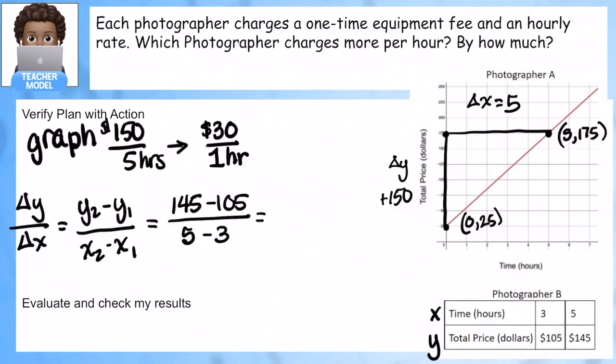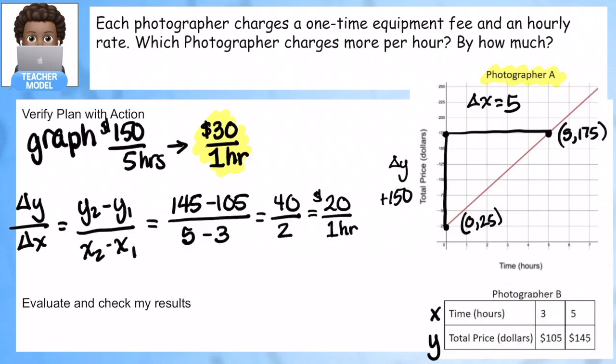145 minus 105 is 40. So 40 over 2. So $40 for every 2 hours, which we could simplify to $20 for every 1 hour. All right, so looking at those 2 rates, which one is charging more and by how much? We can see it here. Photographer A charges more. He's charging $10 more per hour.